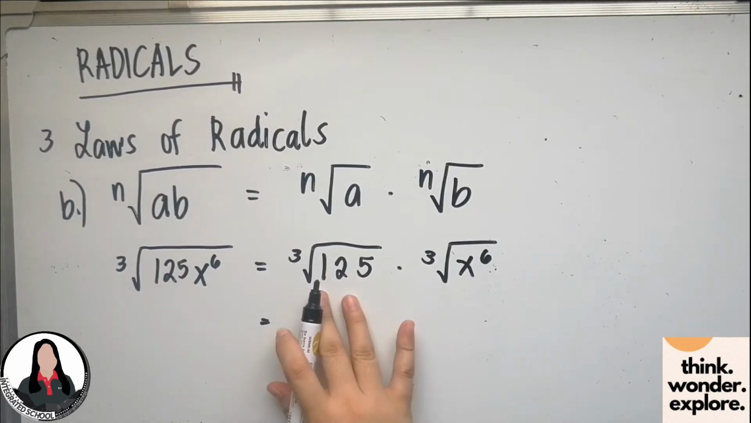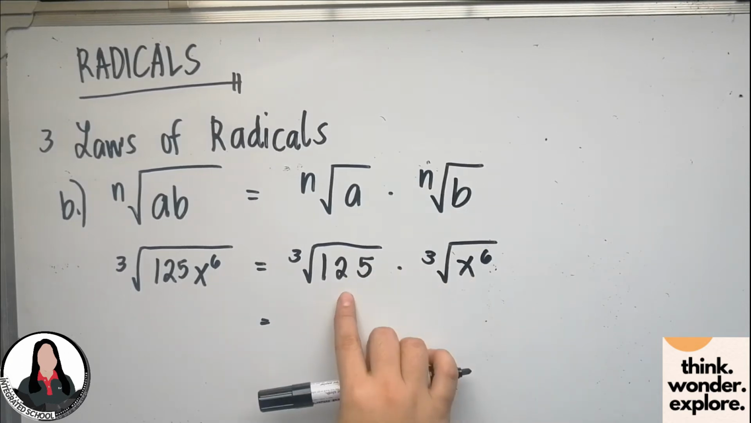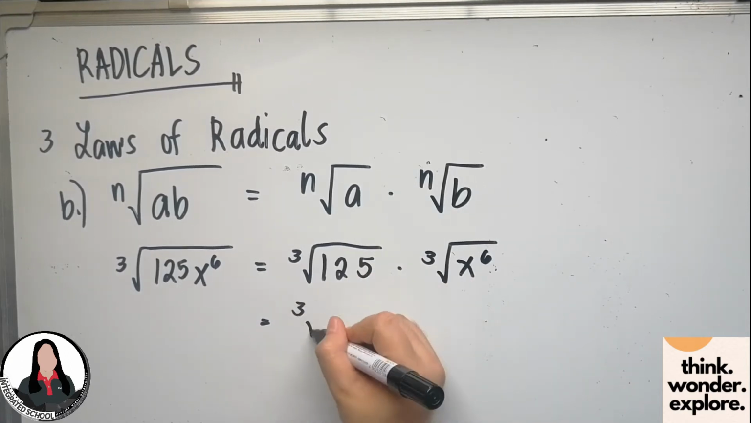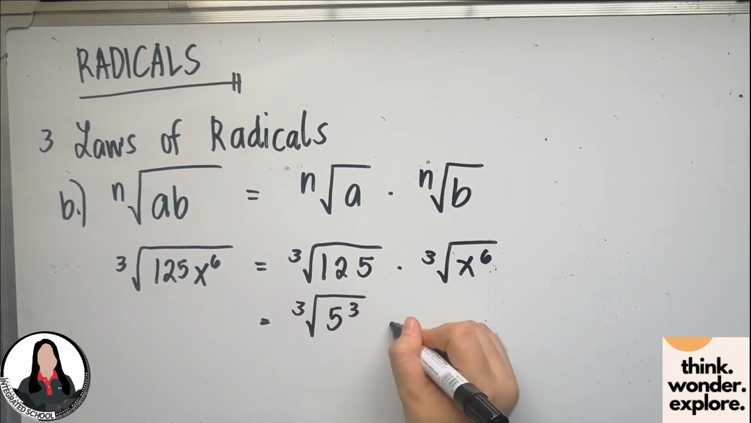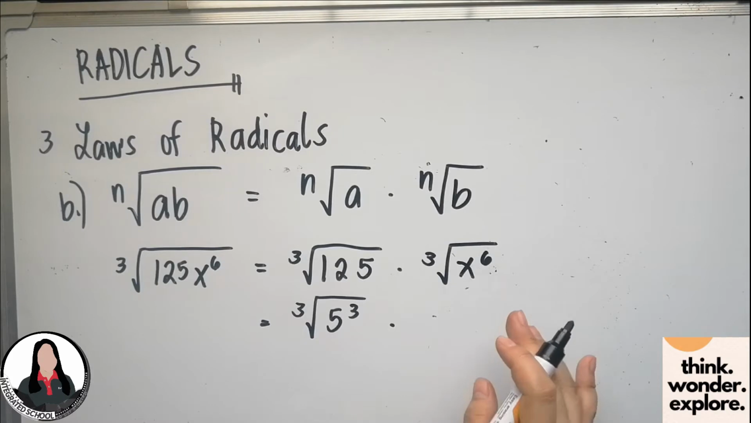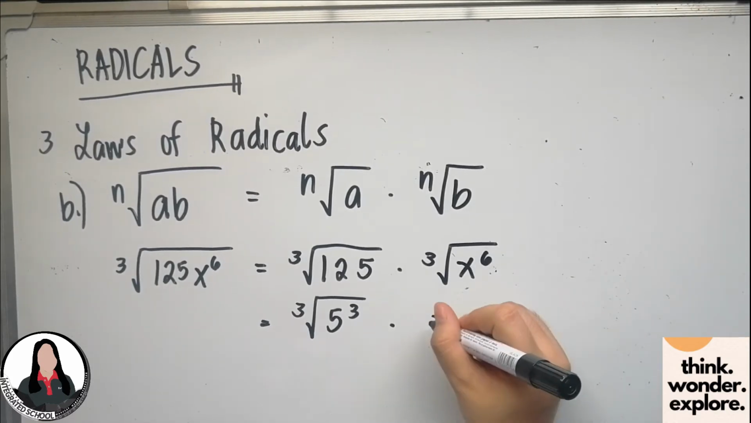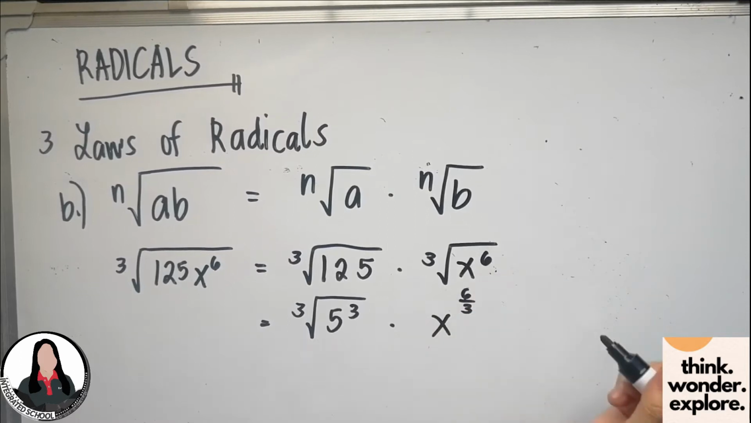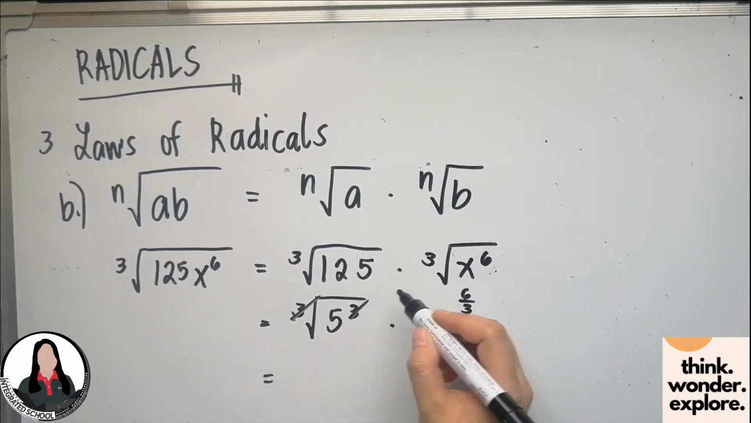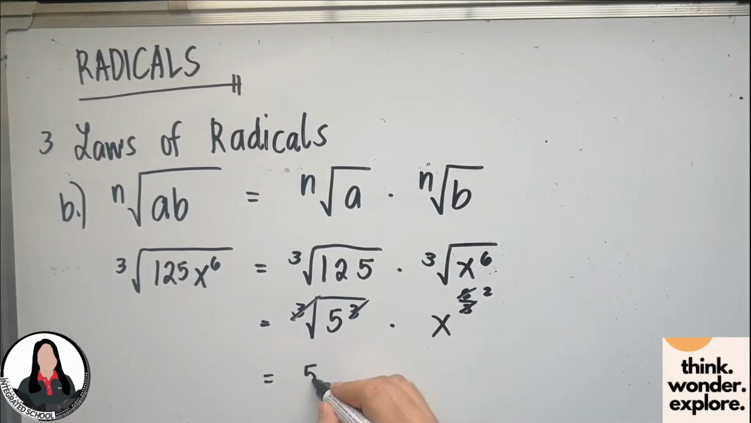Okay? So, pwedeng i-apply natin ang first law, which is we can simplify this using its exponential form. Cube root of 5 cubed multiplied by... So, we can use transforming radical expression into rational exponents para mas mabilis natin siyang masimplify. So, we have x raised to 6 over 3. Simply, this can be cancelled and then ito din, 6 divided by 3, that's 2. Therefore, that is 5x squared.